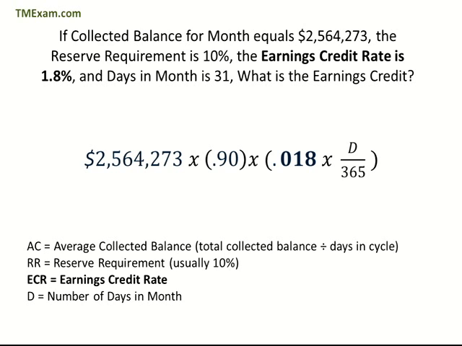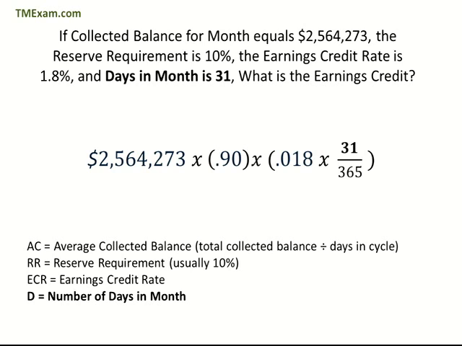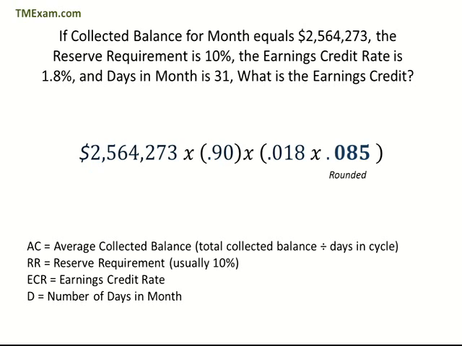Next, we'll enter the earnings credit rate, which is 1.8% per year or 0.018. And next, the days in the month is 31. And again, we'll consolidate this, 31 divided by 365, to get 0.085. And of course, that is a rounded amount. If you round things off and write them down as you go, you can get very close to the final answer, but do be careful when rounding because your answer will be a little bit different.